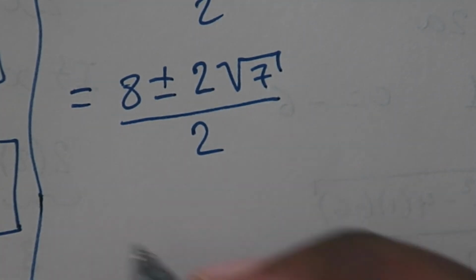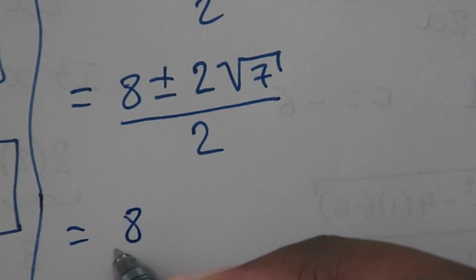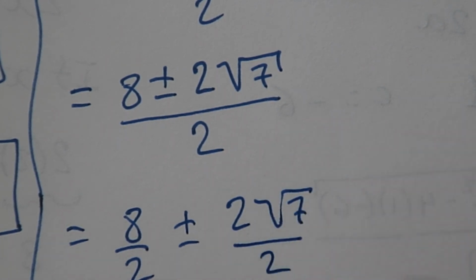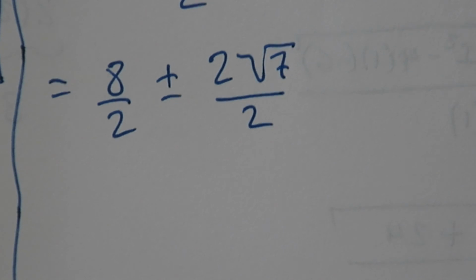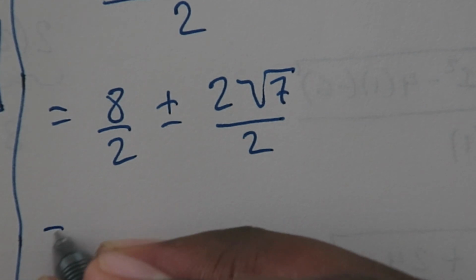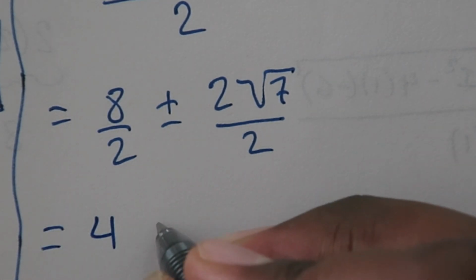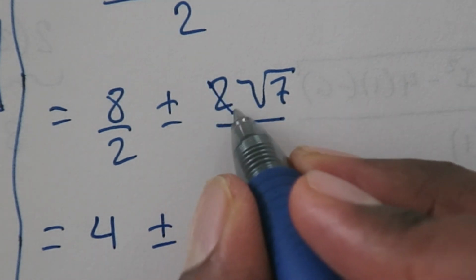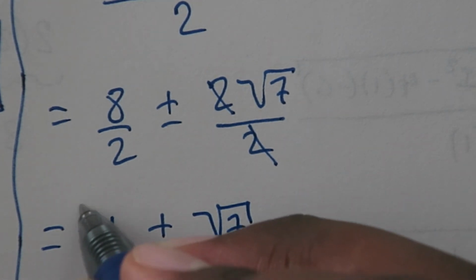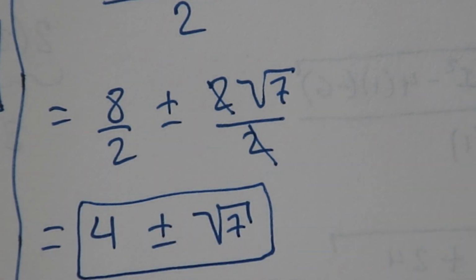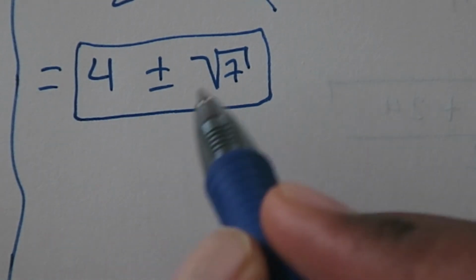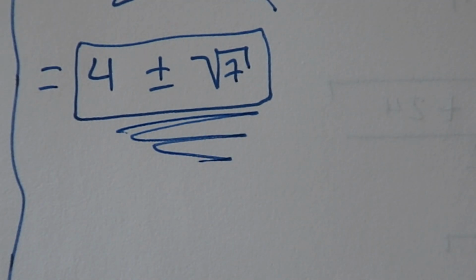How can I simplify this? Well, this can be written as 8 over 2 plus or minus 2 root 7 over the number 2. 8 over 2 simplifies into a 4 plus or minus. This 2 cancels with that 2. So we're left with square root of 7. So your answer is 4 plus or minus root 7. That is, you have 4 plus root 7 and 4 minus root 7 as your answer, so you can just leave it as that. That is the quadratic formula.